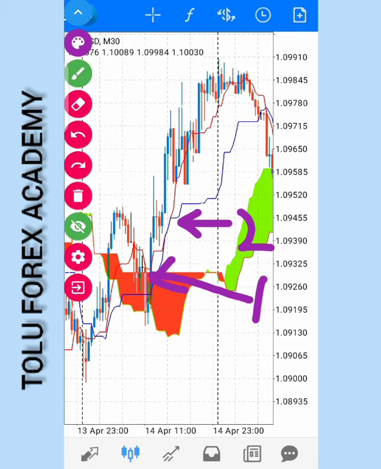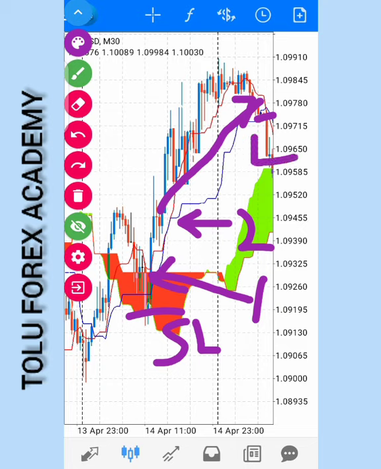So you enter a buy trade and then you put your stop loss below the candlestick that broke out of the cloud. So this is where we have our stop loss. So when you enter the trade here, at this point, you trail your profit until the crossover happens again in the reverse direction. That is at this point. So you exit your trade, and then you bank in your profit.